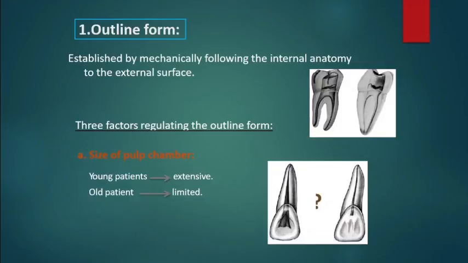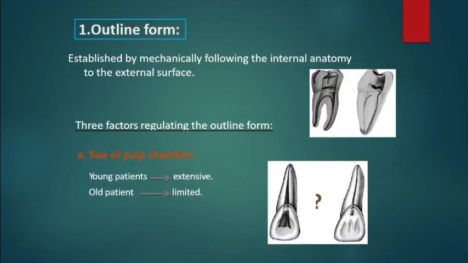Number 2, the shape of pulp chamber. For example, the molars will have a triangular or trapezoidal pulp chamber. The premolar will have an oval or ovoid pulp chamber. Anterior teeth will have a triangular pulp chamber. And finally, number 3, the number of individual root canals, their curvature, and their position.